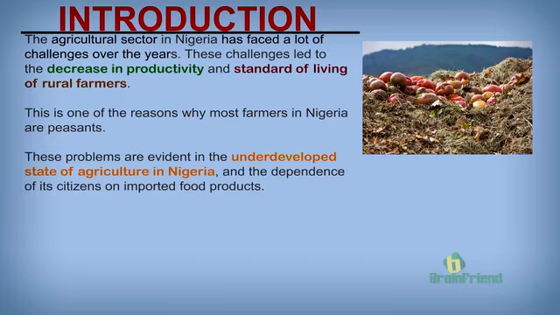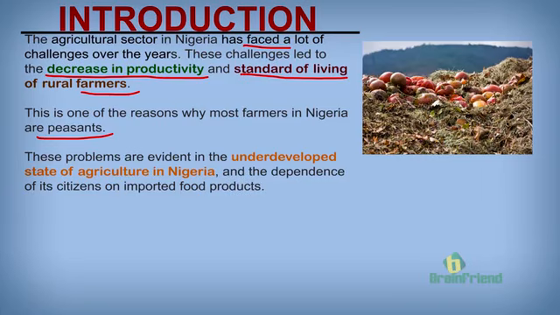Now let's begin. The agricultural sector of Nigeria has faced a lot of challenges and problems over the years. These challenges have led to a decrease in productivity and a decrease in the standard of living of farmers. This is the reason why most farmers in Nigeria are peasants. When we use the word peasant, we mean these farmers are poor.